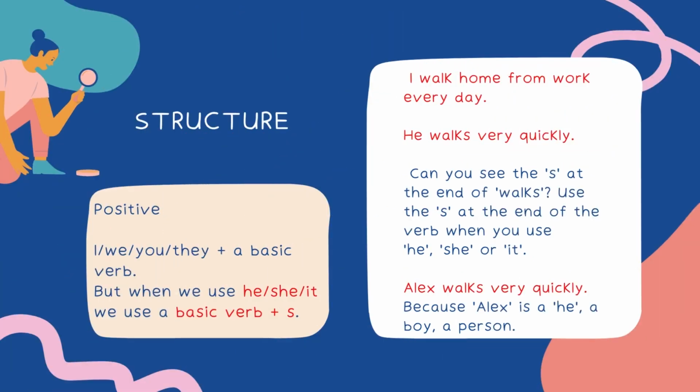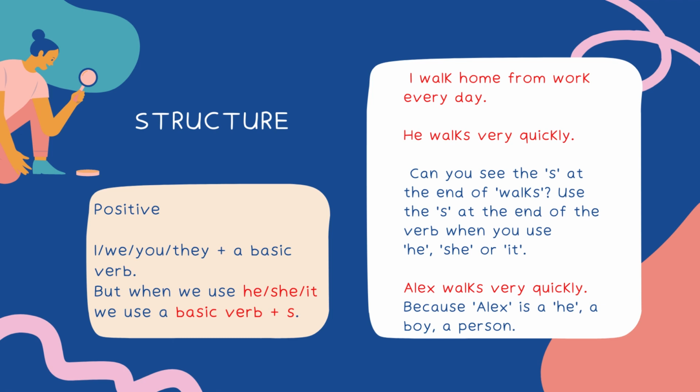Now let's look at the structure, because the structure for this tense is very important. This is the structure for the positive. We use I, we, you, they, plus a basic verb. But when we use he, she, it, we use a basic verb plus s.